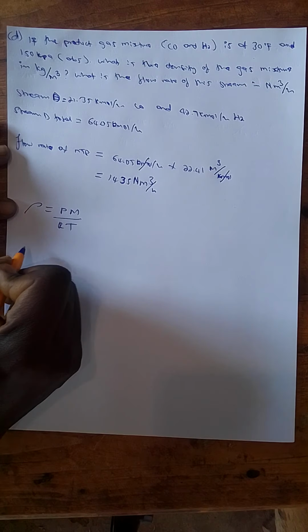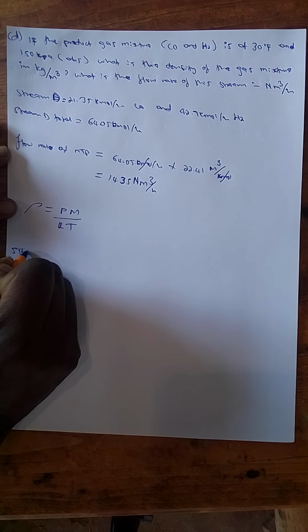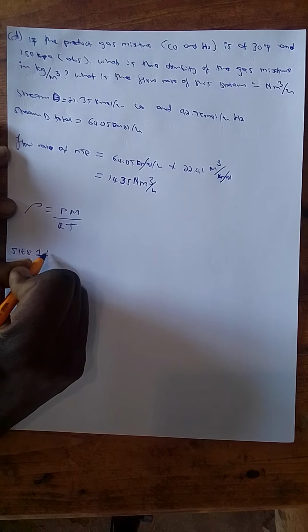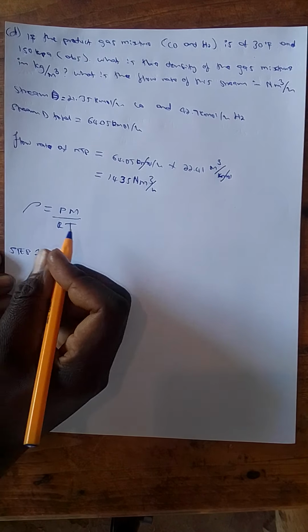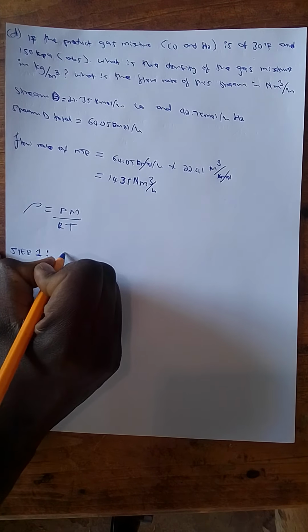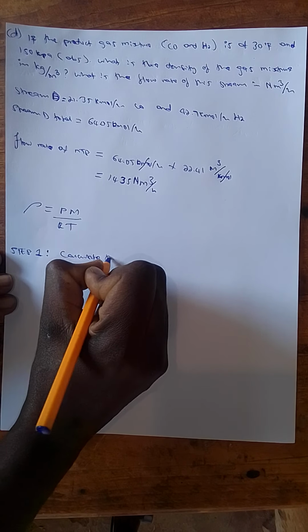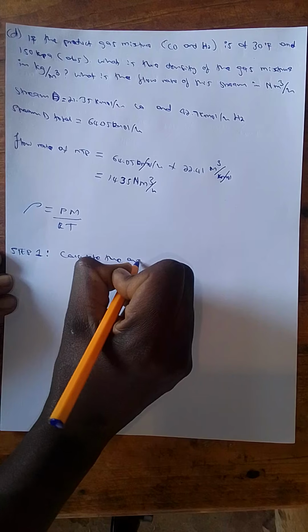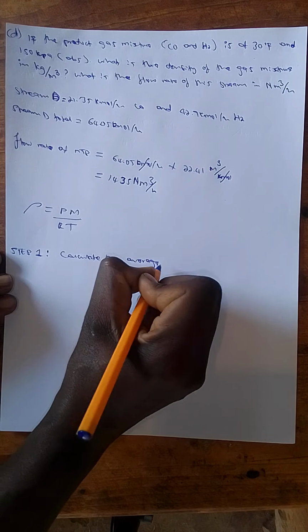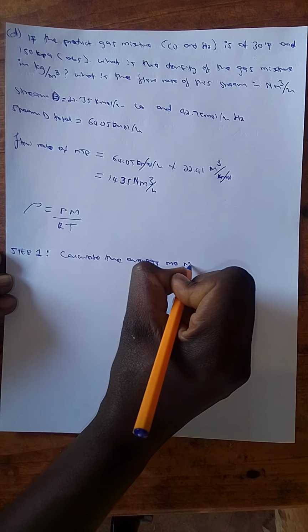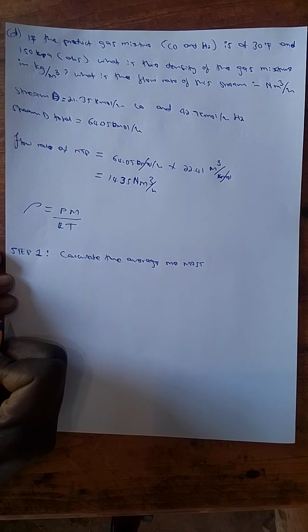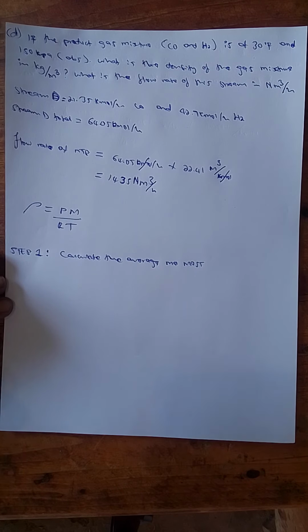So another thing we're going to need to do is to convert the 30 degrees Fahrenheit into Kelvin. So this takes us to our step one. Step one, calculate the average molar mass. So this is what we're going to be doing.